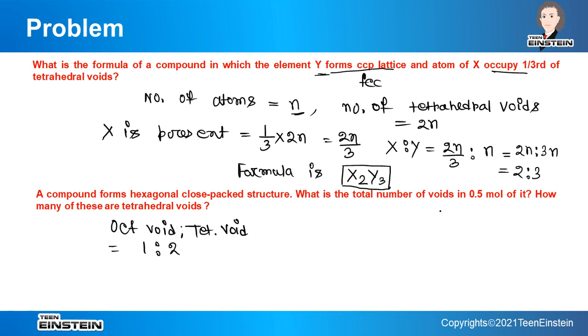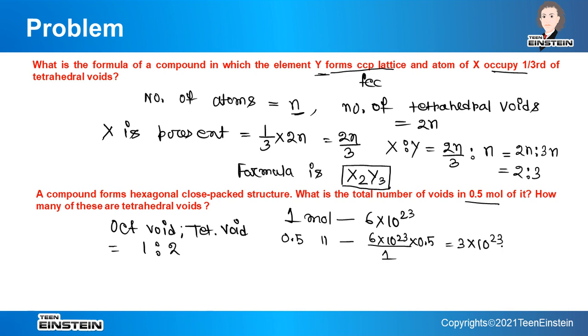Okay, so here, first we will find the total number of atoms in 0.5 mole. We know that in 1 mole there is Avogadro number of atoms. So 1 mole will contain 6.0, if we consider 6 into 10 to the power 23, that is also fine. For the convenience of calculation, I have considered it 6 into 10 to the power 23. So 0.5 mole will contain 6 into 10 to the power 23 multiplied by 0.5. So this will be 3 into 10 to the power 23. This is the total number of atoms.